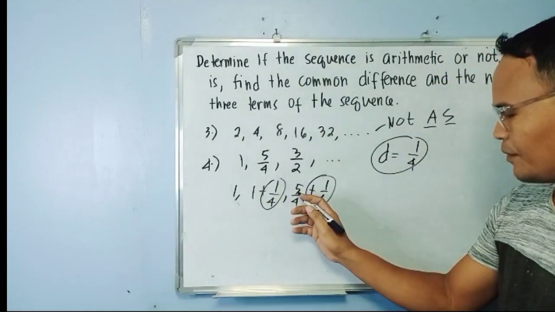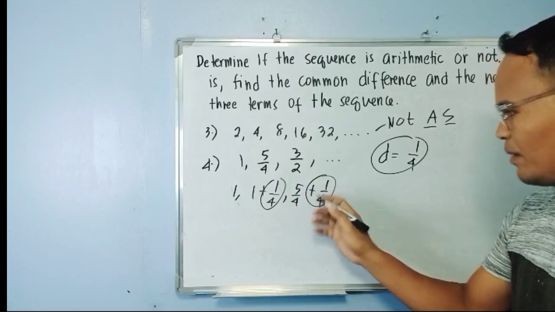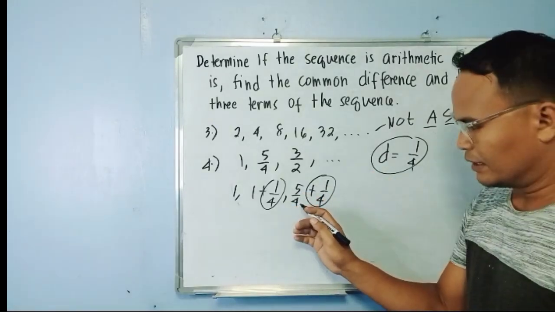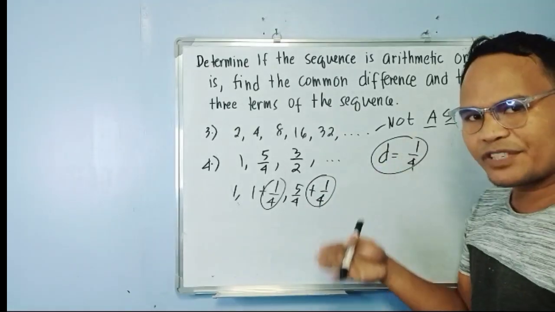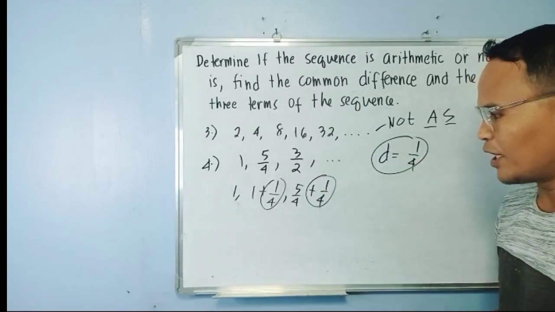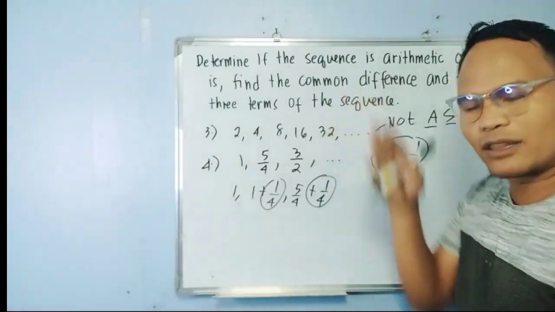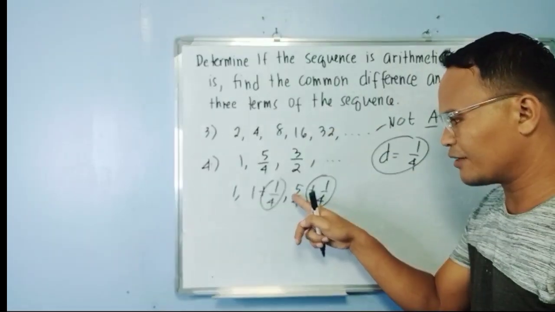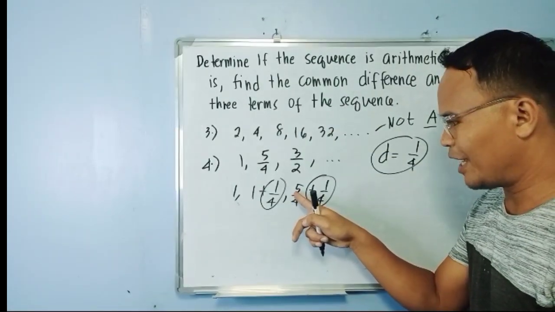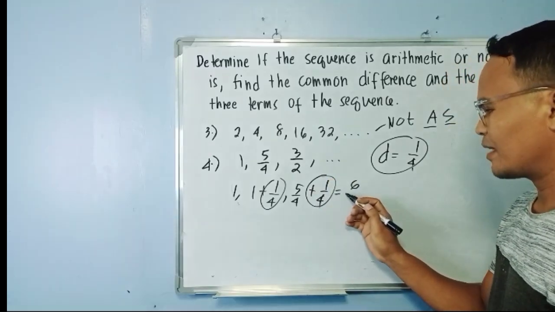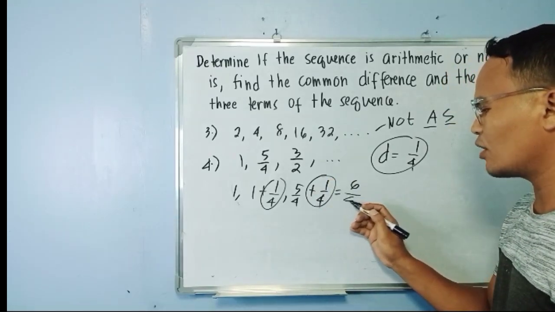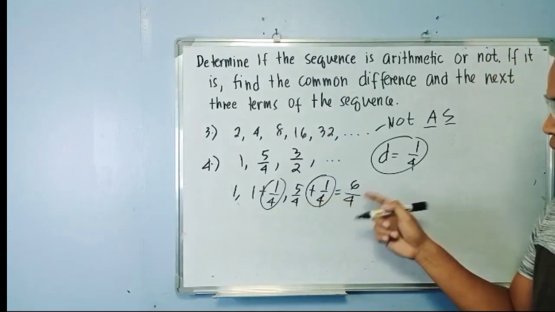So if we add 5 over 4 plus 1 over 4, these fractions are called similar fractions. And if we have similar fractions, we are going to directly add the numerator. So our numerator in the first fraction is 5. 5 plus 1 is equal to 6. Copy the denominator 4.